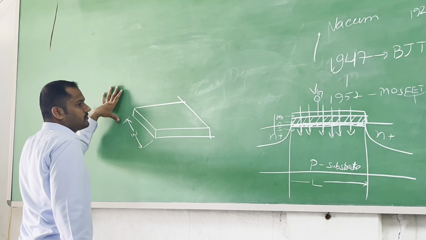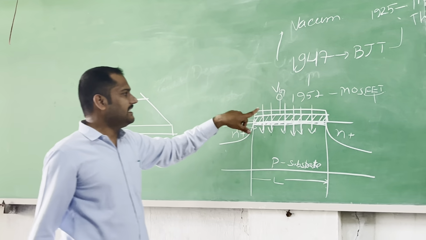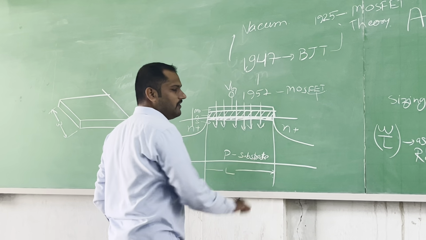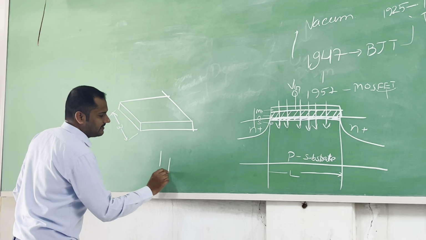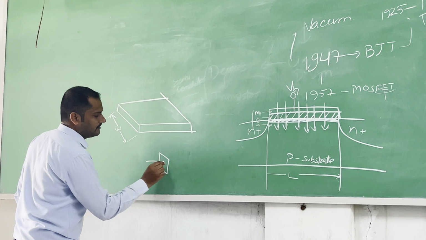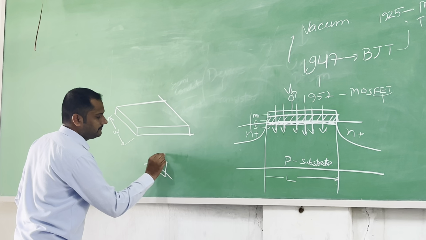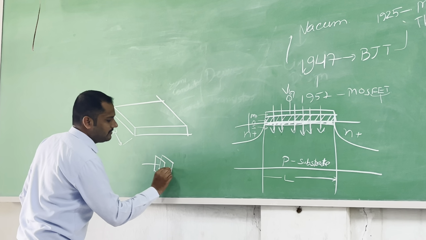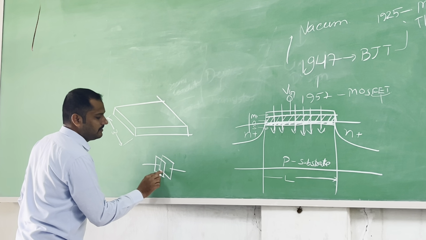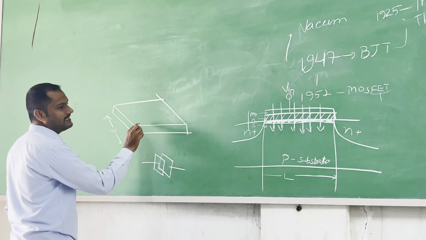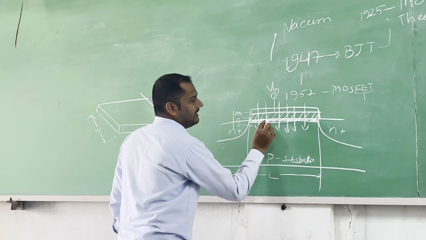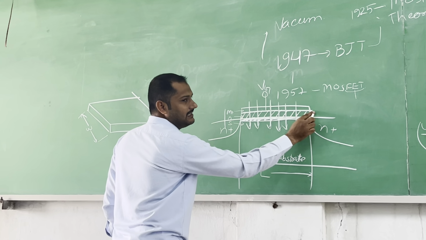So when you see it, a capacitor is formed. What is a capacitor? What does a capacitor look like? A capacitor looks like this, no? Two parallel plates, and in between there is a dielectric. Similarly, there is a metal and this plate, and there is a dielectric.